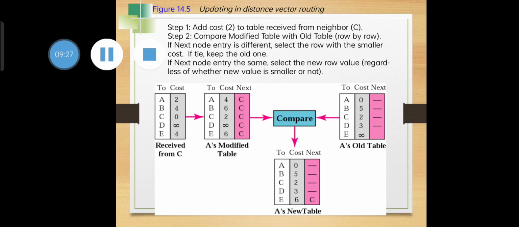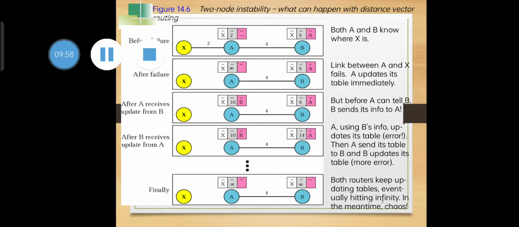Our main intention here is that E is discovered. A to E is 6 here, versus infinity. Which one is lesser? 6 is lesser, so I take it. In this way I am discovering the path to the unreachable nodes. How could I reach the node? Via C only. In this way it calculates and updates the table for each and every node. So this is said to be distance vector routing.